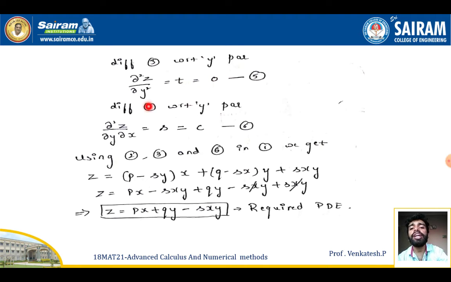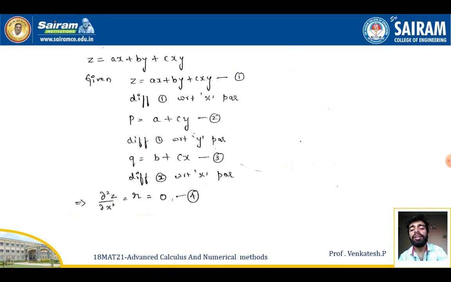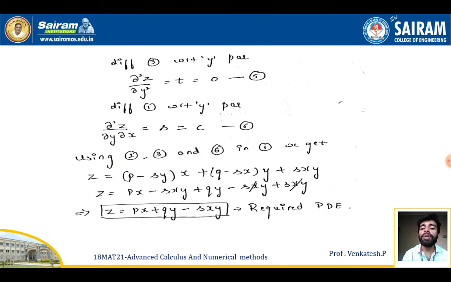So now differentiate 1 with respect to y. On differentiating equation number 1 with respect to y, I will get ∂²z/∂x∂y will be equal to, a will become 0, only the c term I will get, since y will become 1, only c I will get. So I got the value s is equal to c. On replacing ∂²z/∂y∂x as s, it will be equal to c.